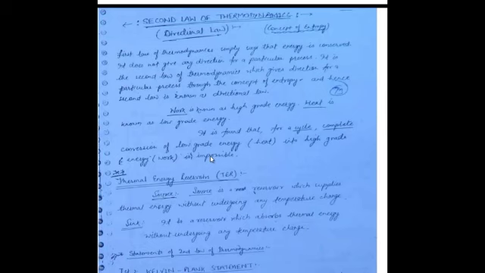The thermal energy reservoir is classified into basically two categories, source and sink, right? What is a source? A source is the supplier of heat energy, and a sink is the absorber of heat energy. A source always supplies heat energy at higher temperature, and a sink always absorbs heat energy at lower temperature. So this is the basic difference between source and sink.